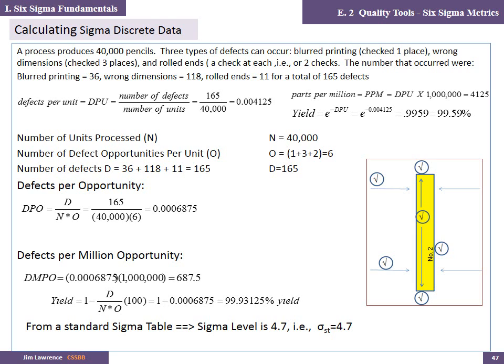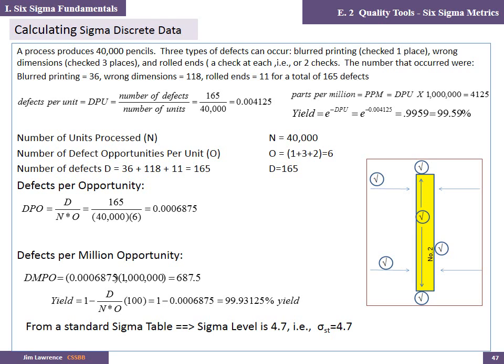Process produces 40,000 pencils. There are 3 types of defects that can occur, for a total amount of potential defects per item of 6. So we had blurred printing, 36, wrong dimensions, 118, rolled ends, 111, for a total of 165 defects found.